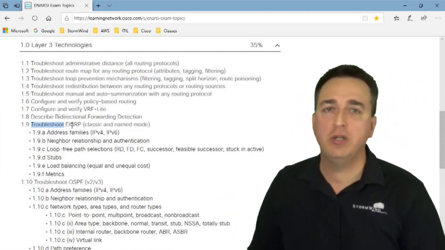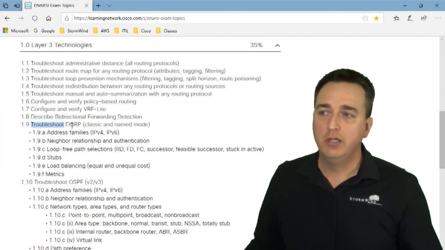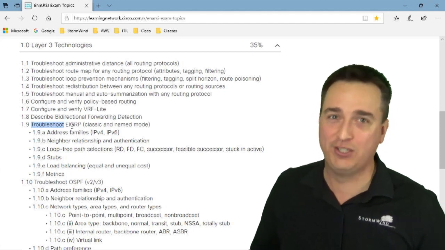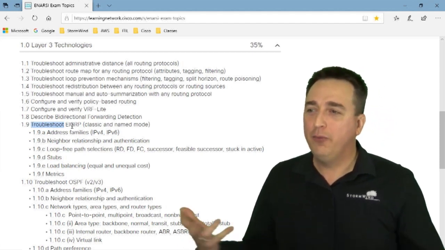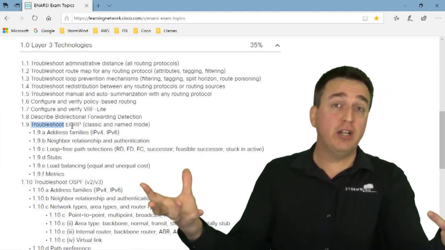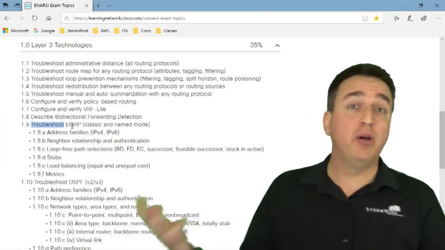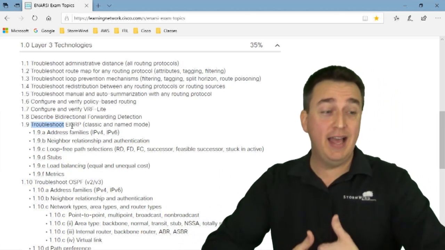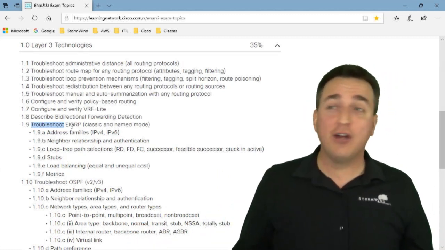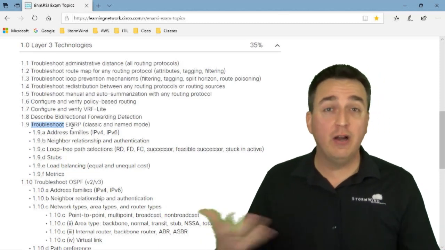So wherever you see troubleshoot, it means configure, verify, and troubleshoot. Wherever you see configure, verify, it really means configure, verify, and troubleshoot. Because, for example, when you see configure, verify, policy-based routing, what could I do? I could give you a picture. I could then give you output of policy-based routing. I could then give you a question that says, why is it not working? And then I can give you a bunch of different answer options. And then you are going to have to figure out why it's not working.